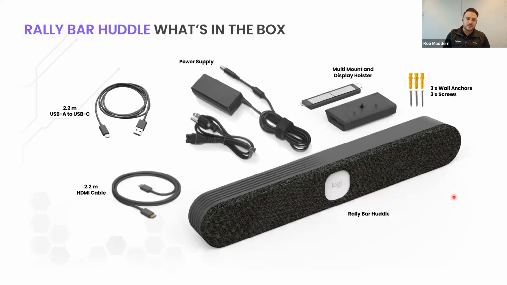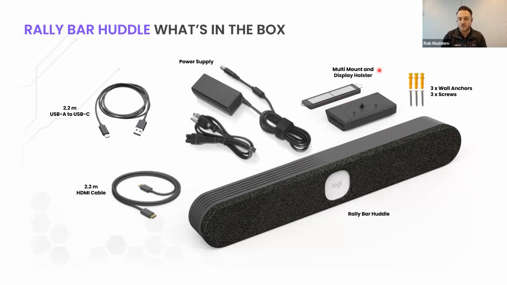So on that as well, what's in the box? We can see here that we've got our Rally Bar Huddle is included, our multi-mat and display holster, as I mentioned, a HDMI cable, USB-C cable, and a power supply, and then some wall anchor screws.